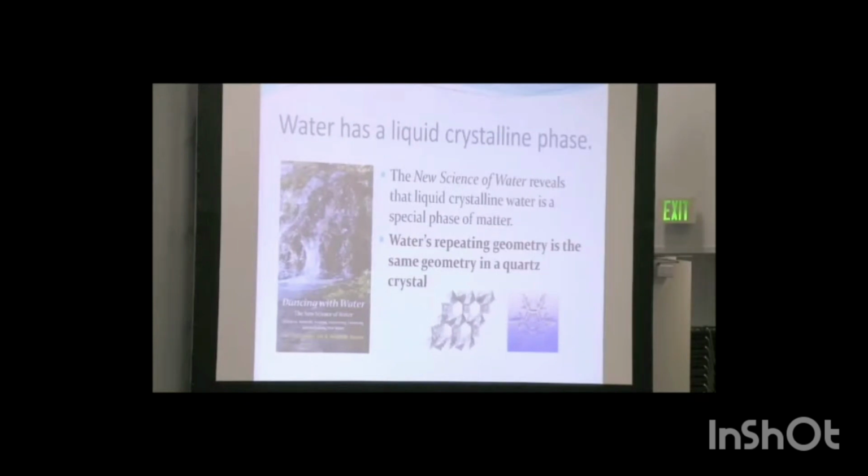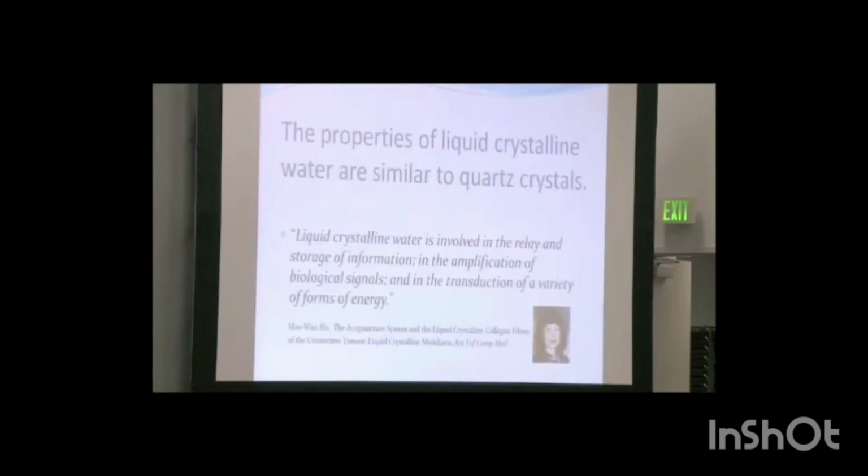And water's repeating geometry, this is key, is the same geometry that we find in a quartz crystal. It's that same pattern, only it's oxygen and hydrogen that form these tetrahedron that join together to create these channels for the flow of energy and information. Can you see that those channels are hexagonal? Can you count the six sides in the channel? Structured water, organized water, is sometimes called hexagonal water, because it has this repeating hexagonal pattern, which is reflected in a snowflake, which is the solid crystalline form of water. When water freezes, it creates that pattern as well, but there is a way to create it in the liquid form. The properties of liquid crystalline water are similar to the properties of quartz crystals.